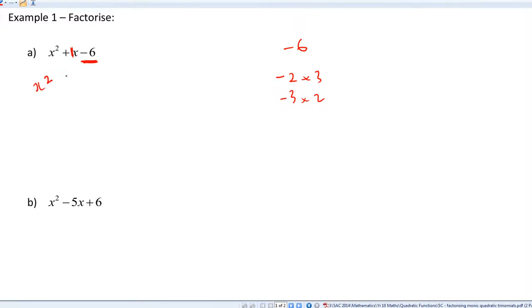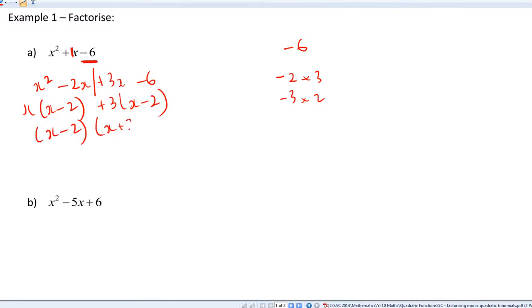So let's rewrite it as x squared subtract 2x plus 3x, take away 6, and remember now what we do is we break it in half: x take 2, plus 3, x take 2, and then factorise by grouping: x take 2, x plus 3.